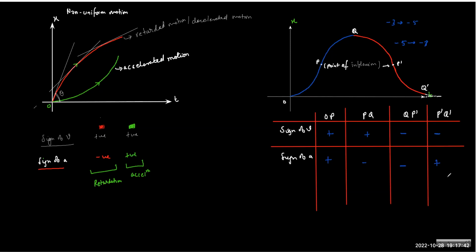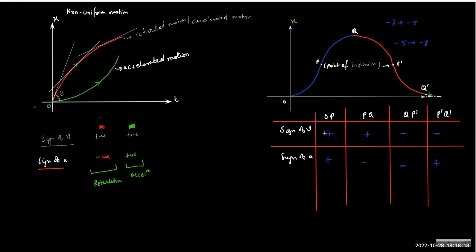How to remember this? It's very easy. If the value is increasing, the sign of A will be the same as the sign of V. If the value is decreasing, the sign of A will be opposite of V. That's how you can remember easily. Because the sign of V we can always find, and you can always see whether it is decreasing or increasing in value. From O to P, we can see clearly V is increasing, so the sign of A must be the same as the sign of V. So both are positive.